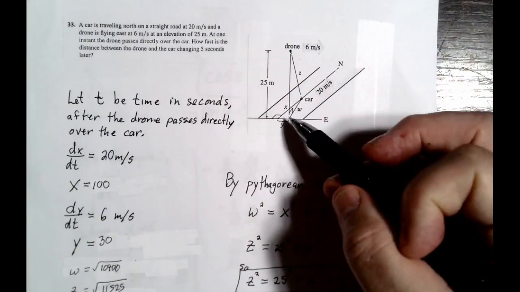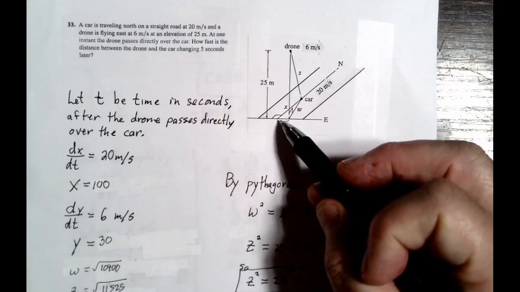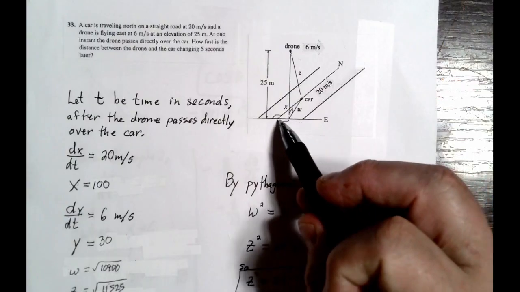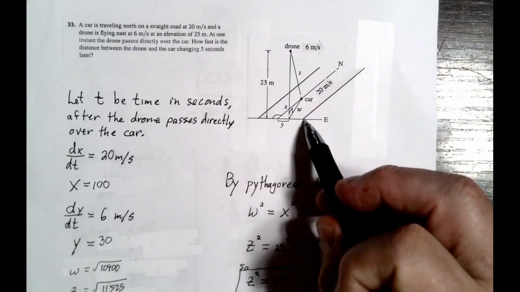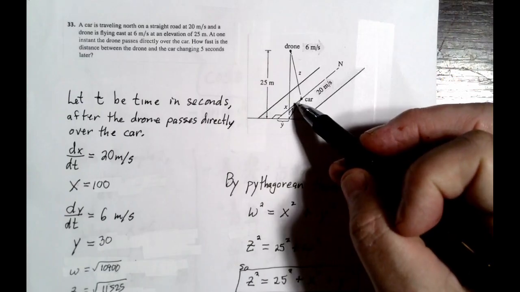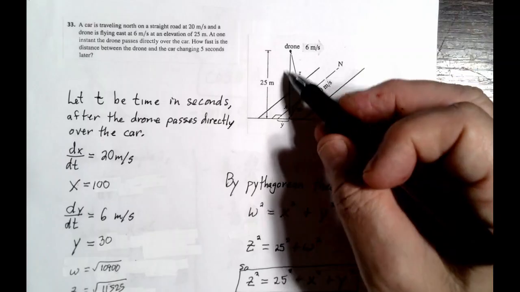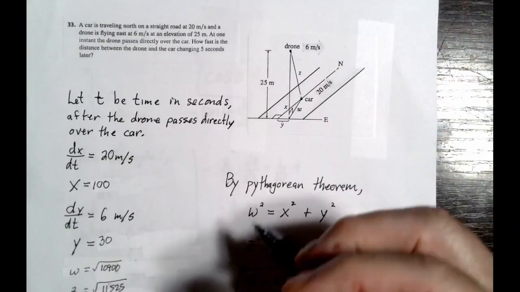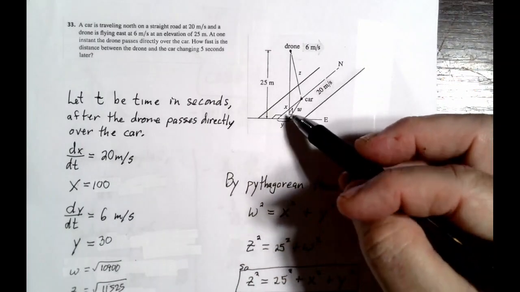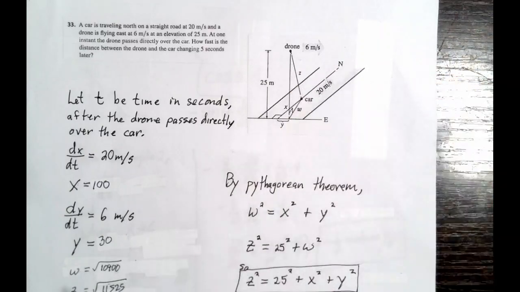Okay, so they say a drone is flying directly over a car, and the drone is flying east at 6, so it's going east this way at 6. The car is driving north at 20. Okay, and there's an elevation of 25 miles. All right. So how fast is the distance between the drone and the car changing? So they're asking for z prime.